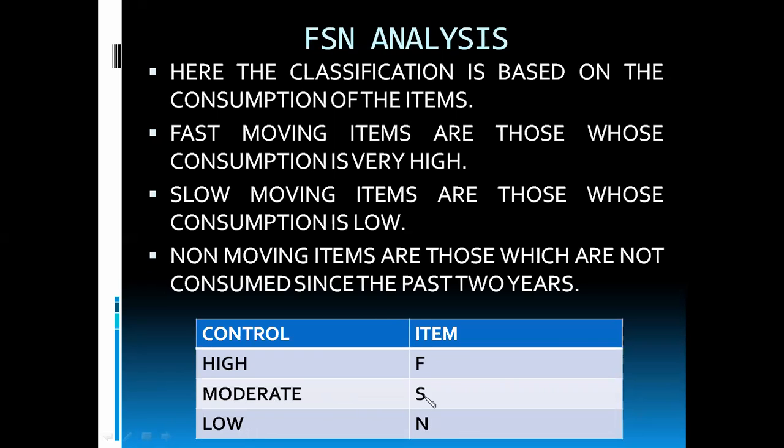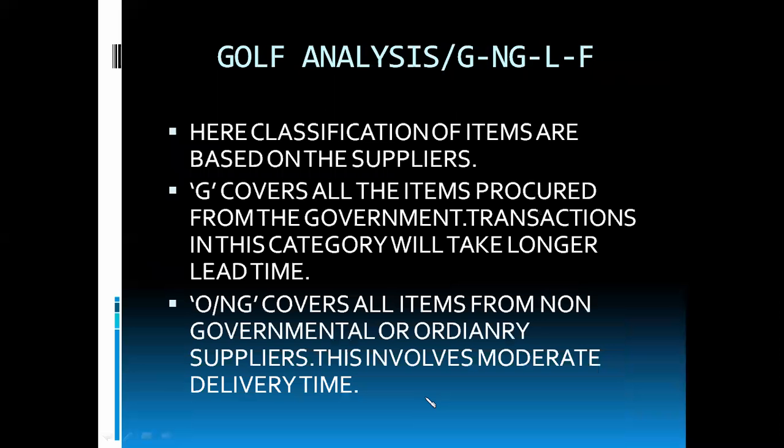Fast moving items are those which are continuously required, where the consumption is very high, and which are frequently required within the company. Slow moving items are not required much, or the consumption is low. Non-moving items are those which are not consumed since the past 2 years. So we can avoid investment in these non-moving items. This is another type of selective inventory control.